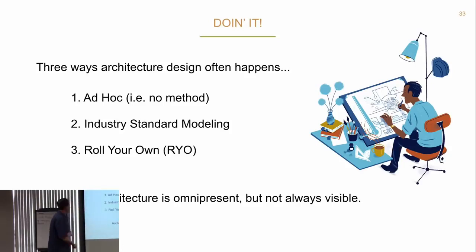Three ways architecture design often happens. Ad hoc, no method at all. I just start going. It just evolves. I'm starting to write code, I should just start going. Or we go with an industry standard of modeling. Hey, I might use a C4, I might use a Kruchten, might use some notation. Or I'm just going to roll my own. Just get up there and say, well, I'm going to draw it on the board. This is kind of what it should do. And then let's start writing something around it. Not everybody might understand, but those are kind of the three. But again, it's to show that architectures are omnipresent, but not always visible.